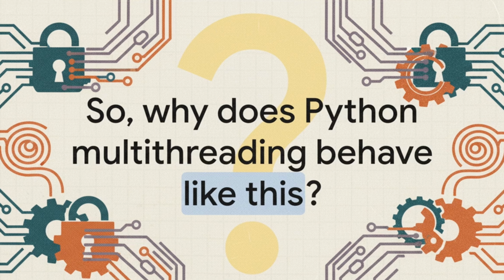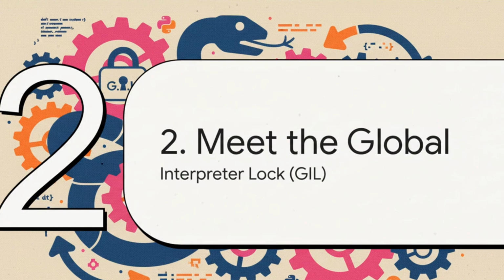So this all brings us to the big question, right? We have all this powerful hardware, multiple cores, multiple threads. So why isn't Python using it? Why does it act like it can only do one thing at a time? Well, the answer, and the culprit behind this whole mystery, is a single fundamental piece of the standard Python interpreter, CPython. It's called the Global Interpreter Lock. You'll hear it called the GIL.